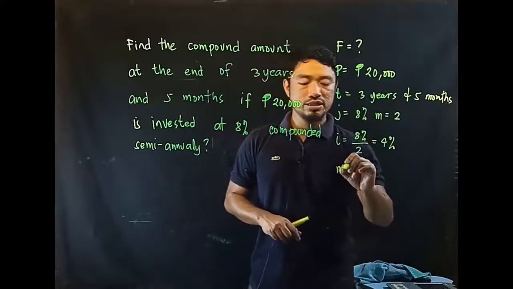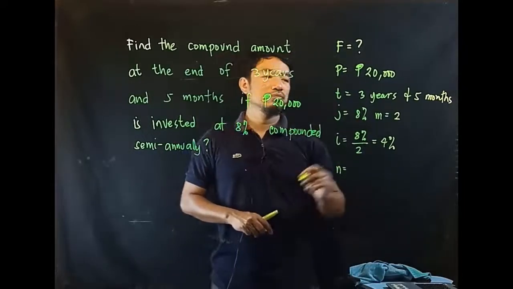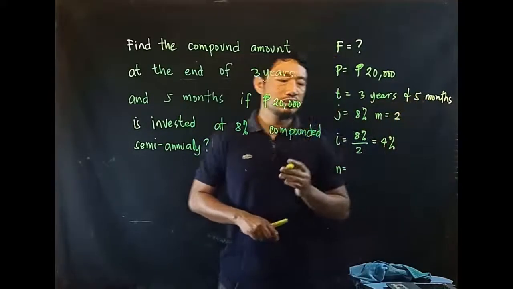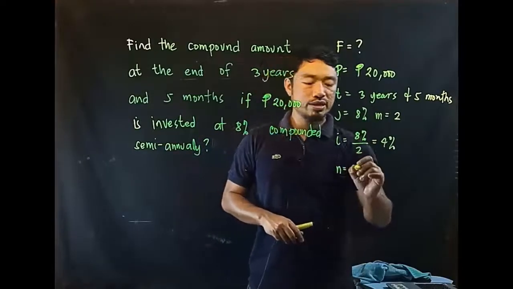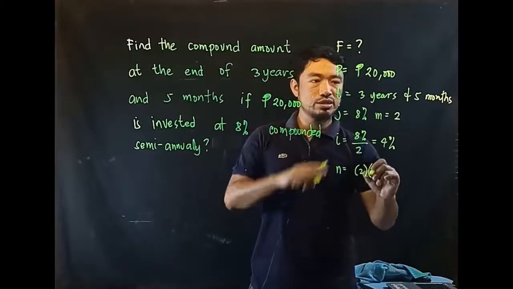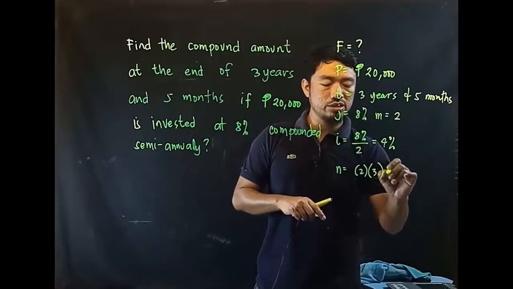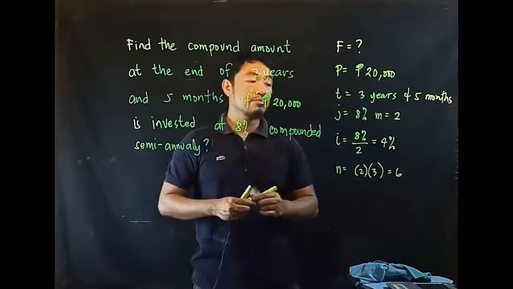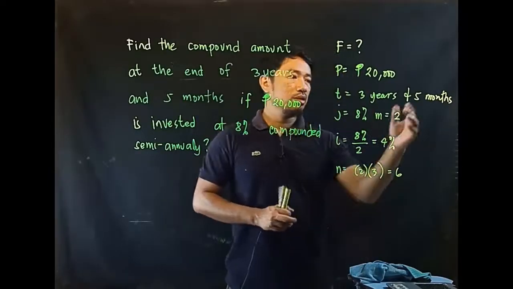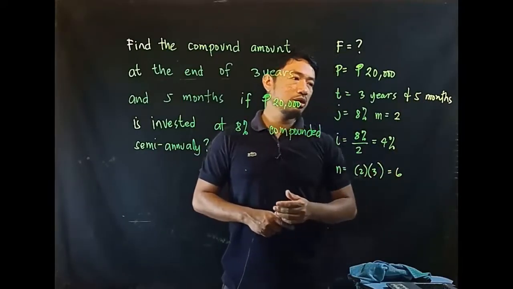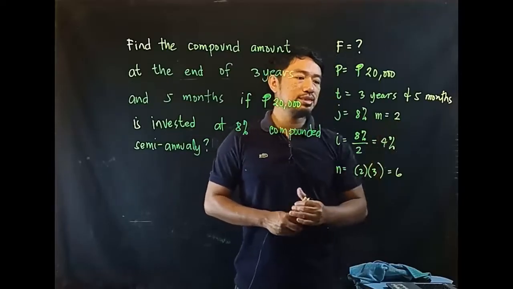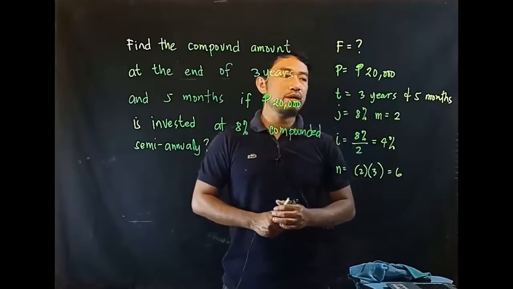The value of n is equal to m times t, so that's 3 years and 5 months. So for 3 years, the value of n is 2, the number of compounding periods per year, times the number of years, 3 years. So n is equal to 6. And since the interest compounding period is semi-annually, the remaining 5 months will no longer be equal to 1 period. So it is 1 month less than the required number of months of semi-annually.